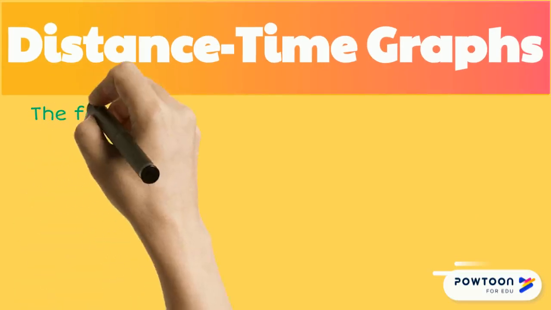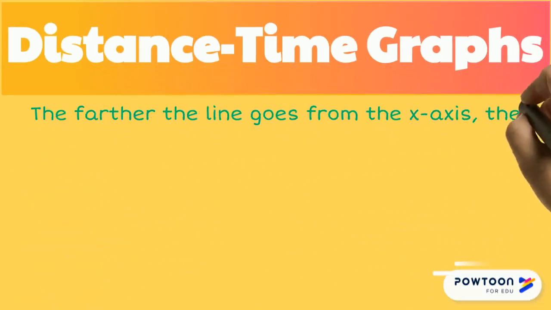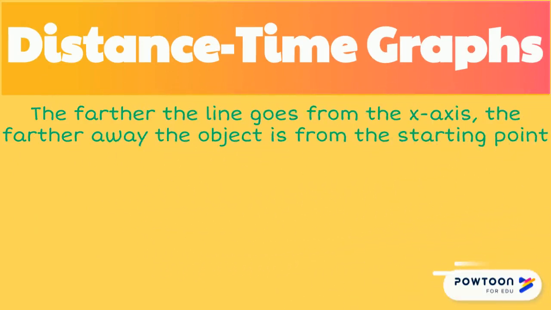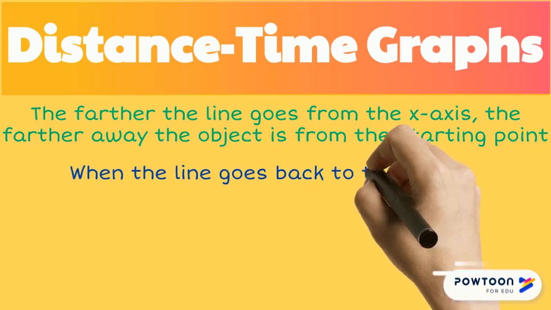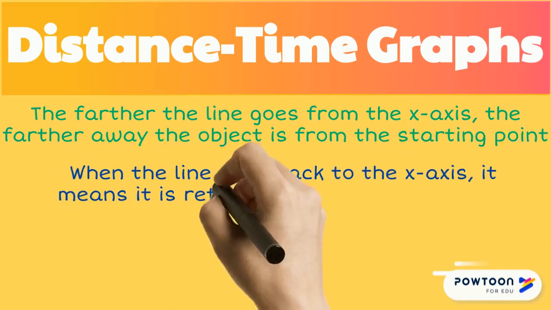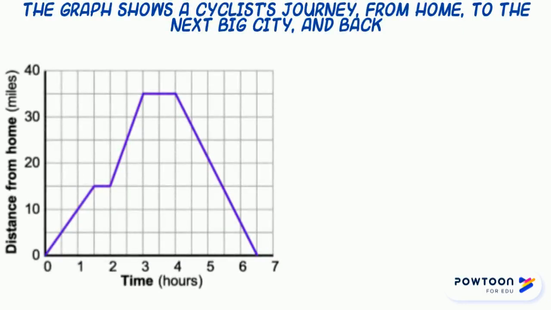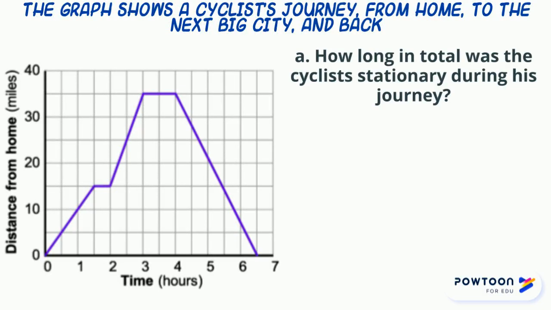You also need to know that the further the line goes from the x-axis, the further away the object is from the starting point. This means that if the line goes back towards the x-axis, it's actually returning to its starting point. We're now going to look at example 2 from the worksheet. We're now going to look where a cyclist has a journey that goes from home to the next big city and then returns home. So we want to look at how long the cyclist was stationary during the journey.